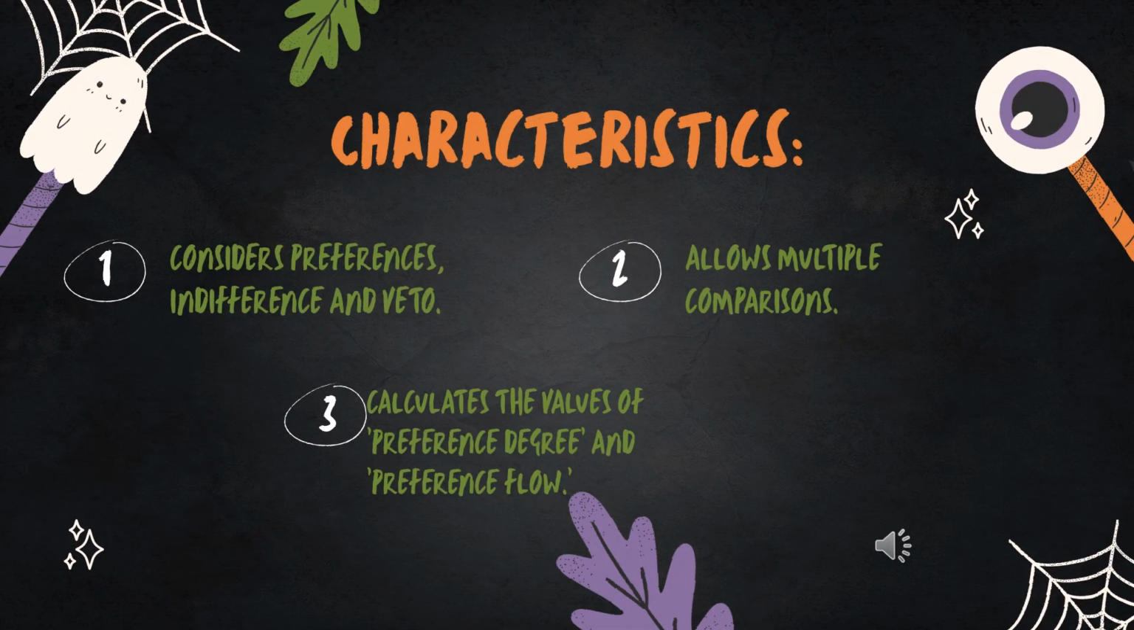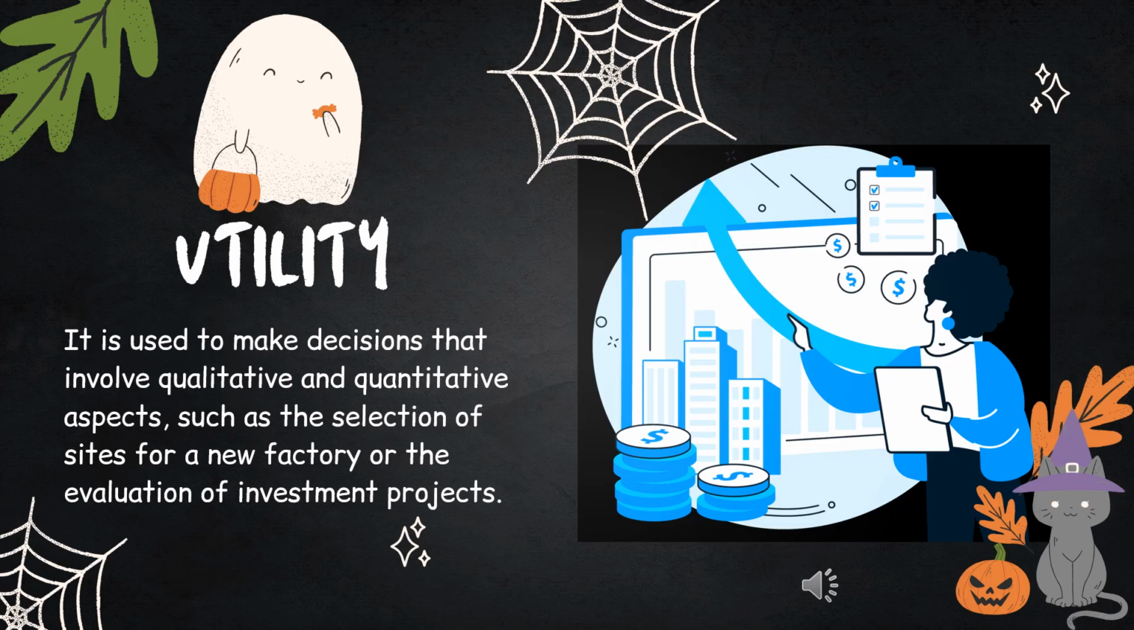Characteristics: considers preferences, indifference and veto. Allows multiple comparisons. Calculates the values of preference degree and preference flow. Utility: it is used to make decisions that involve qualitative and quantitative aspects, such as the selection of sites for a new factory or the evaluation of investment projects.